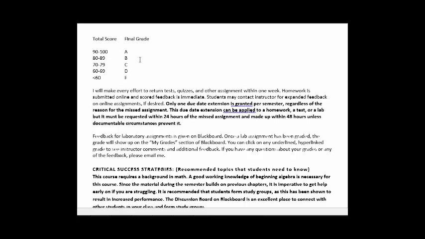There is no plus or minus, so an 80 or an 89 both count as a B. I do not submit your final number grade, only your final letter grade. That's the only thing that shows up in your transcript.